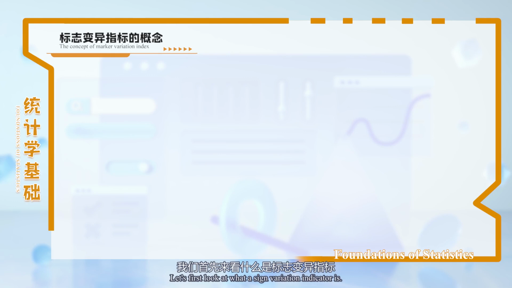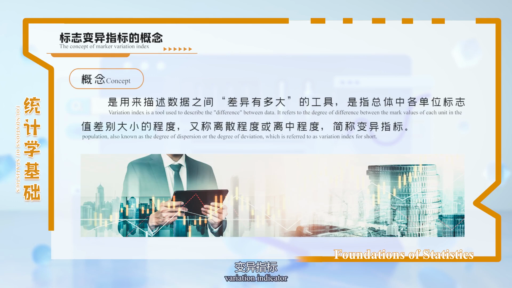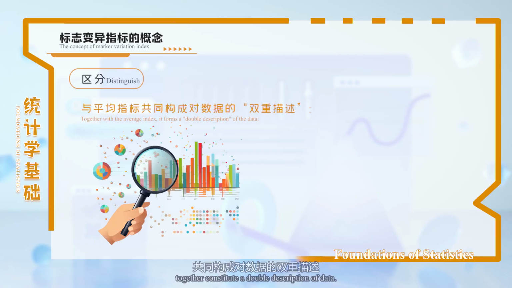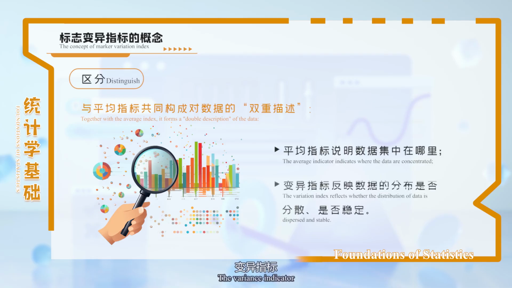Let's first look at what a variation indicator is. In layman's terms, a variation indicator is used to describe how much difference there is between data. It refers to the degree of difference in the value of each unit in the overall, also known as dispersion. Together with average indicators, it constitutes a double description of data. The average indicator shows where the data is concentrated. The variation indicator reflects whether the data distribution is scattered, and its stability.